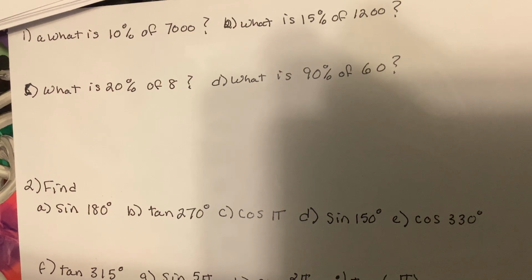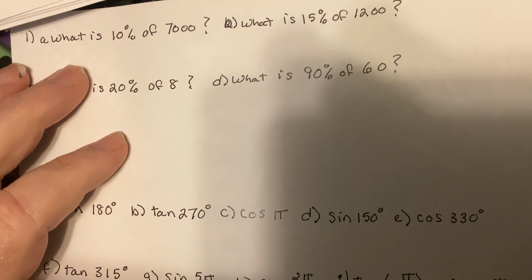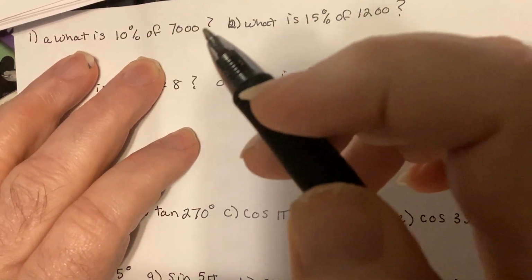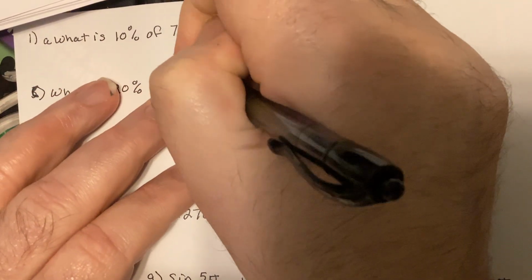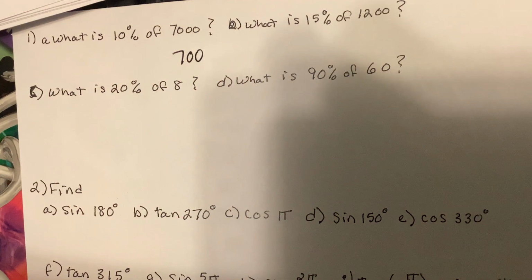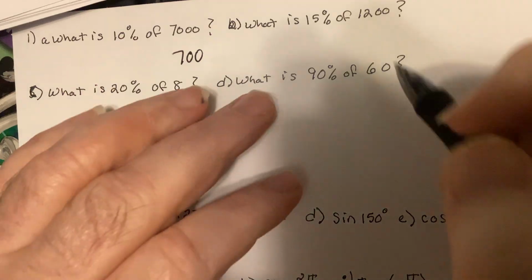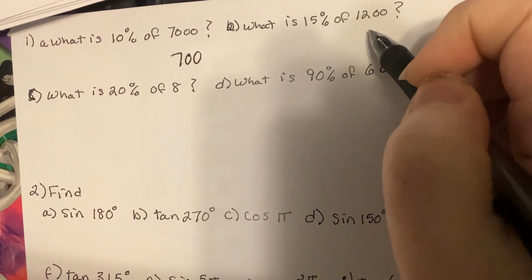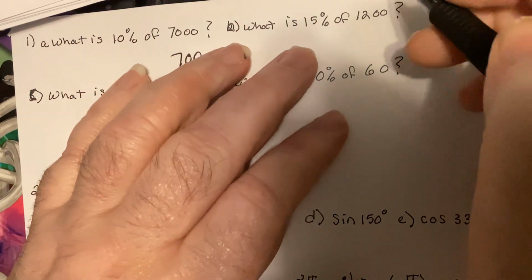Okay, my friends, what is 10% of 7,000? Remember, 10%, you just move the decimal over 1. So that's 700. Oh my goodness, can't make it much easier than that. Just can't. Now, 15% would be 10% plus 5%.